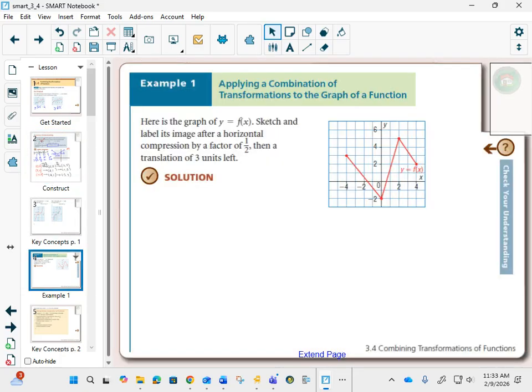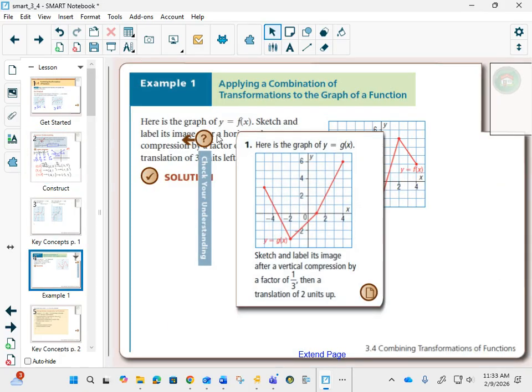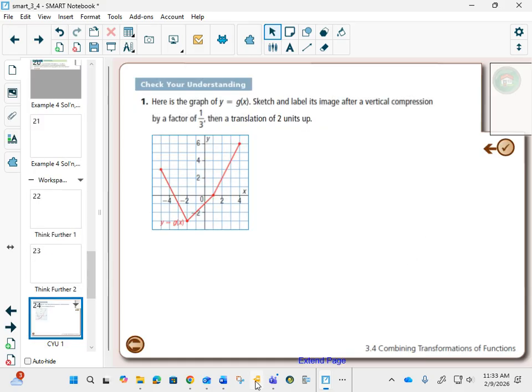Okay, let's go to example 1. Here's the graph of g of x. Sketch and label its image after vertical compression by a factor of 1/3, then a translation of 2 units up.